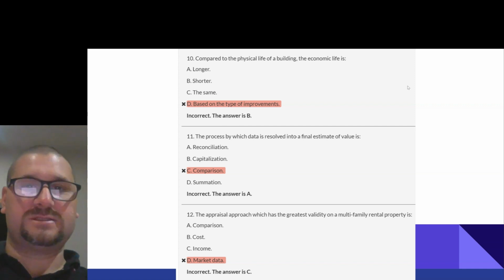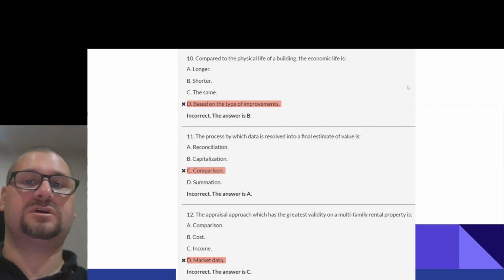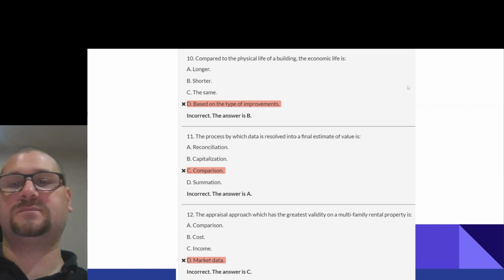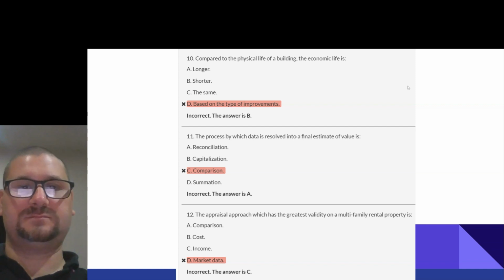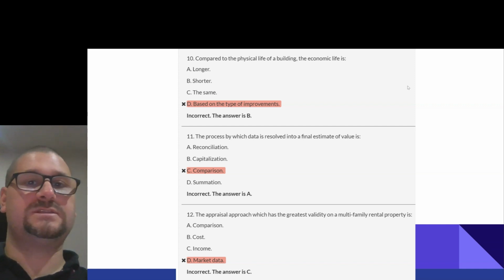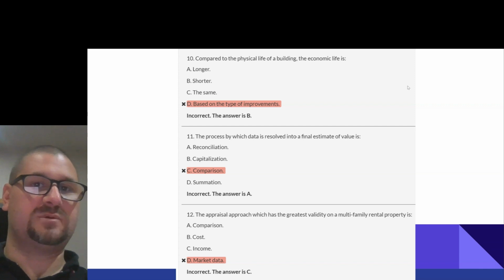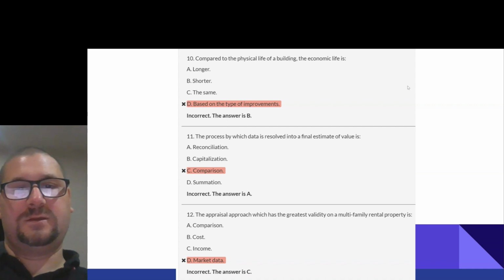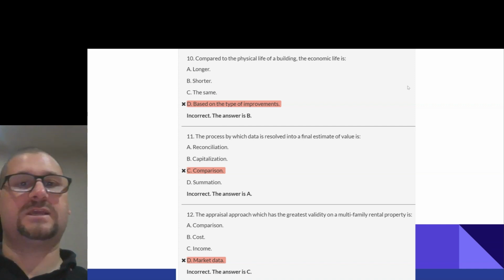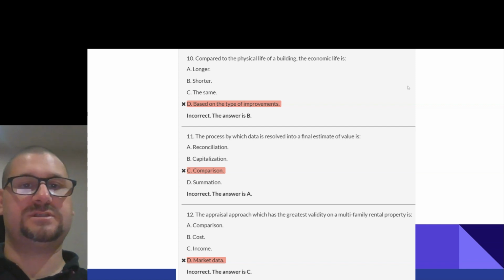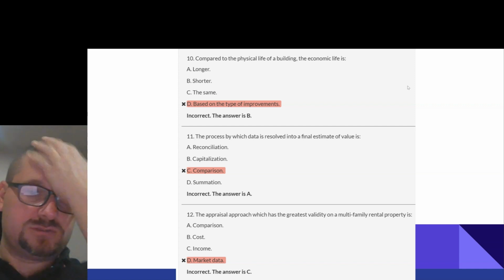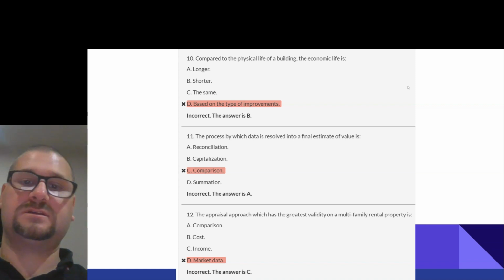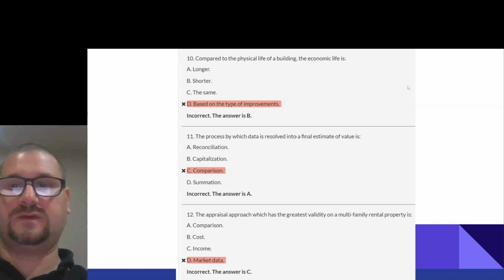The process by which data is resolved into a final estimate of value is what? Alpha, reconciliation. So reconciliation is the process by which data is resolved into a final estimate of value. Is it capitalization? No. Comparison? No. Summation? No.